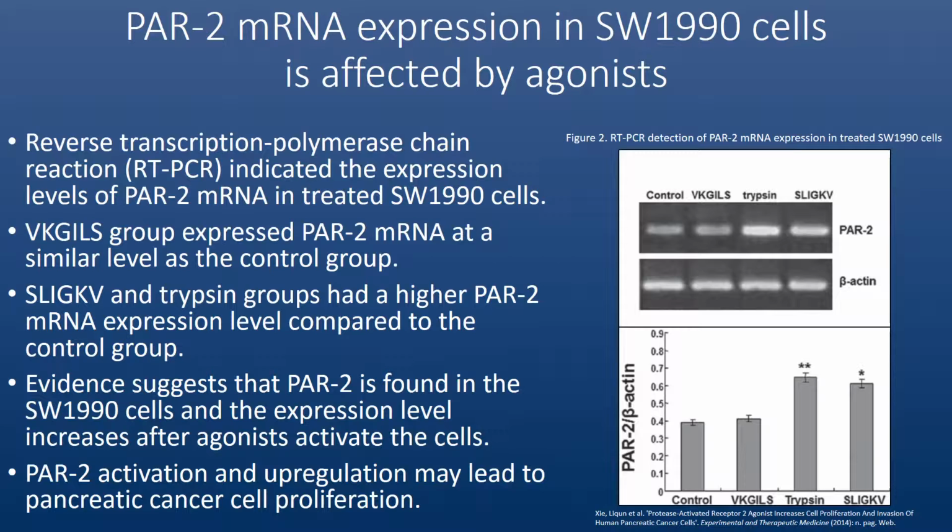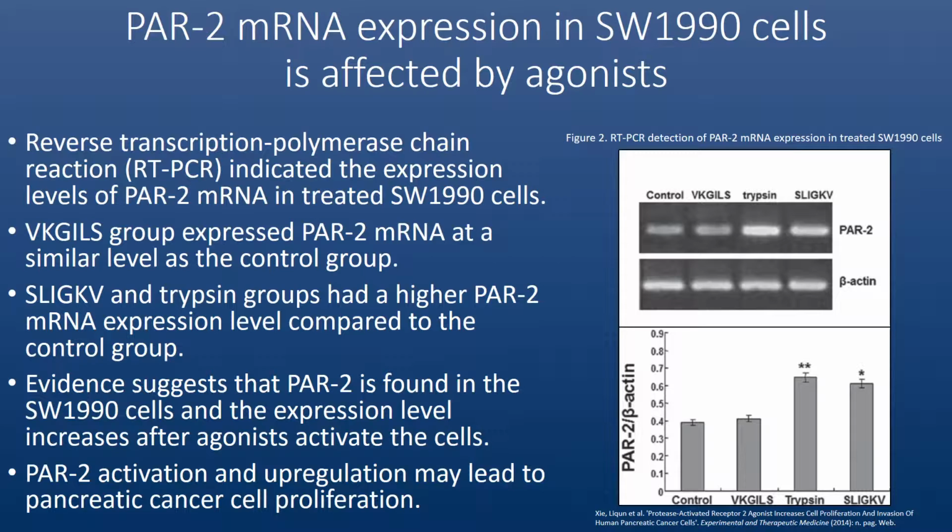On the bottom, the absorbance ratios between the PAR2 and beta-actin bands were used to create this bar graph. The cells that were in the control group, or VKGILS treatment group, displayed similar PAR2 mRNA expression with values of 0.391 plus or minus 0.022 and 0.412 plus or minus 0.036 respectively.